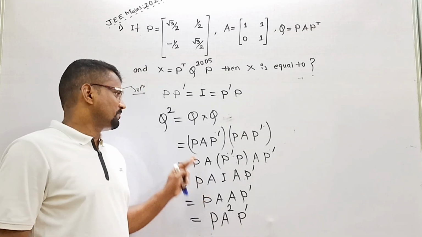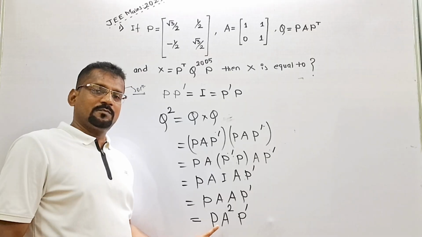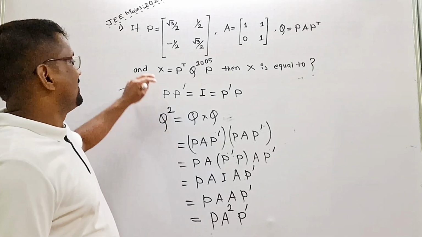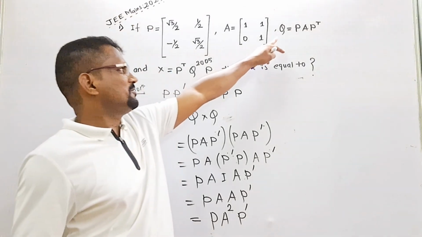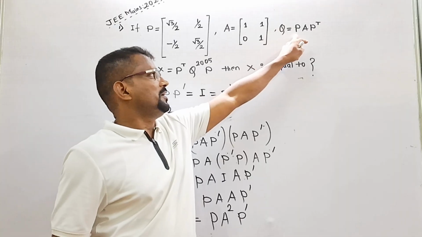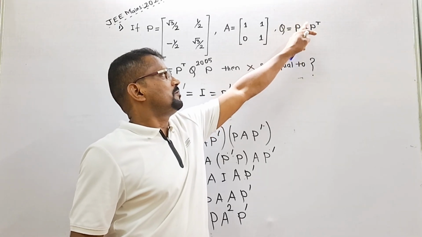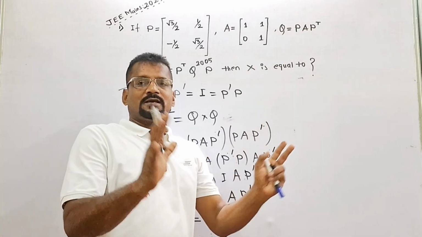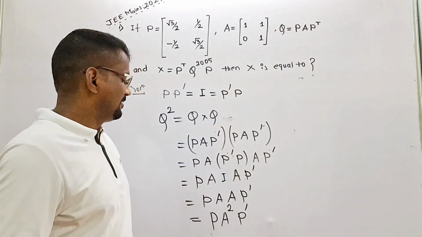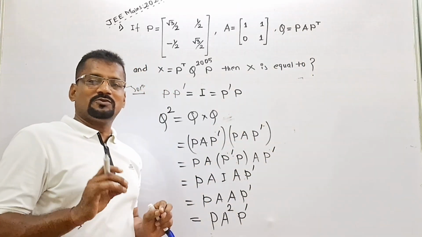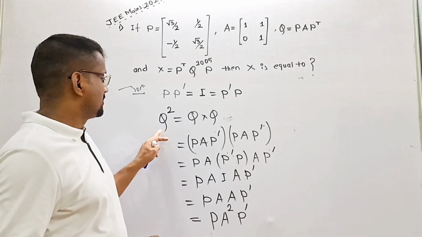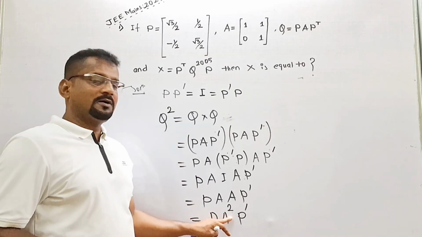See the pattern now. Q square gives A square, and P and P dash remain the same. And here you see Q is P A P dash, where it is Q to the power 1, A to the power 1, with P and P dash on either side of A. Just for visualizing the pattern, I am saying this. Q square gives A to the power square.